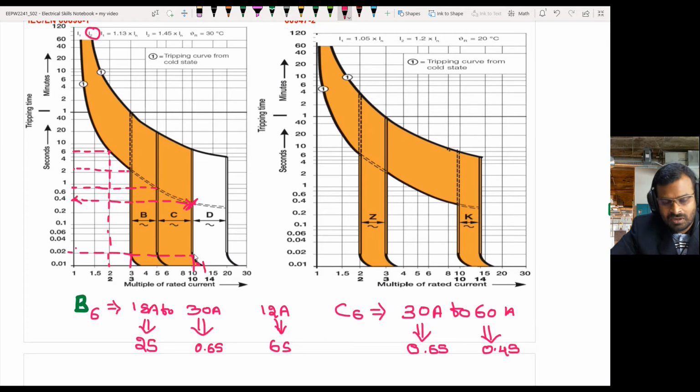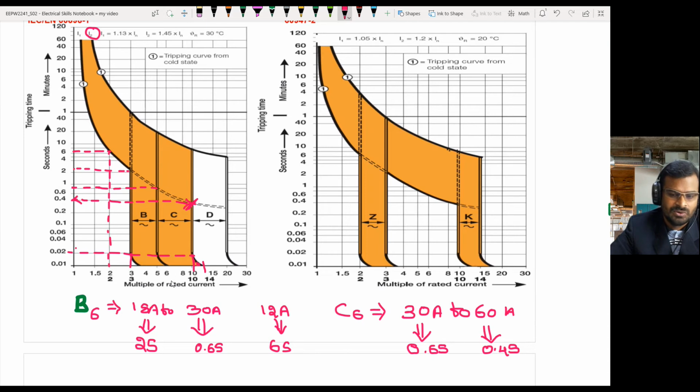But if it is beyond the 10 times for this C type MCBs, either 11 or 12 times or something like that, that will be considered as a short circuit. Whatever the value is, either 10.5 times or 100 times, the MCB has to trip very fast, which will be mostly in 0.01 seconds or lesser than that. So it has to trip fast because the current will be very high.